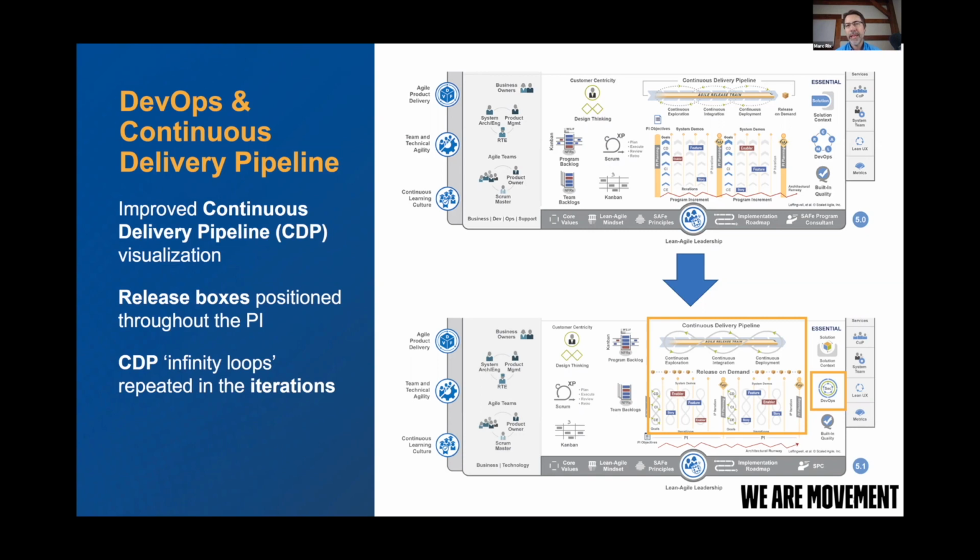Over on the right, we have the previous version, the 5.0 version of the Big Picture, up there at the top of the screen, and the newer version 5.1 down at the bottom. Those gold rectangles indicate the places where we've done work on DevOps. So we've touched the continuous delivery pipeline, release on demand, those release boxes that indicate when we release, and the infinity loops that wind their way around the Agile Release Train.